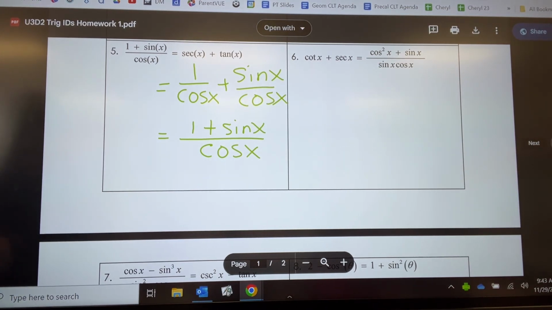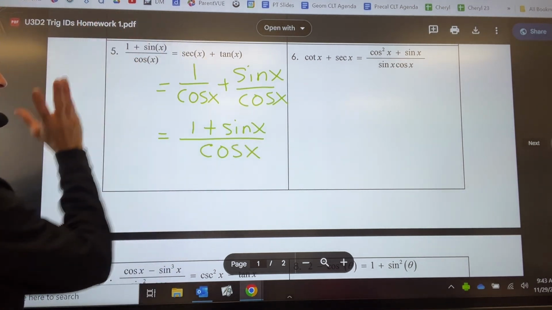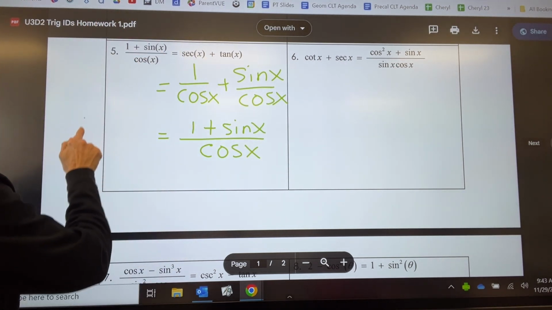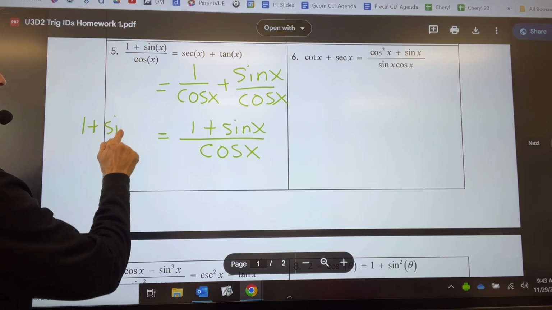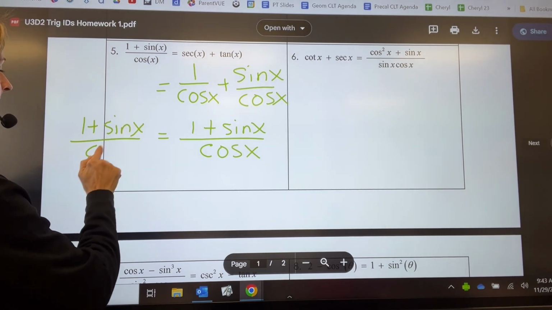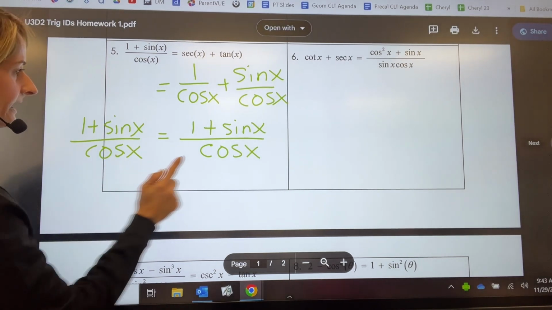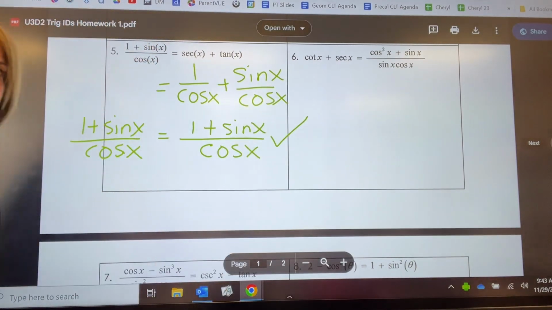Now my right side looks just like my left side, so I can put this in. And it's verified.